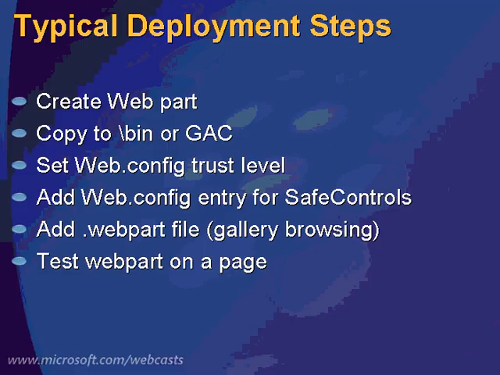Then you add a web config entry for safe controls. Again, I'll have this documented on the webcast follow-up URLs, where you add the GUID of the control and you mark it as safe. You can think of this as analogous to marking an ActiveX control as safe to run in a browser. And then you add the .webpart file, which is an XML metadata file, like a manifest, so that your web part can be browsed in the gallery if you wish it to be. To answer that earlier question, you may not want your web part to be browsable in the gallery. And then you test it on a page.